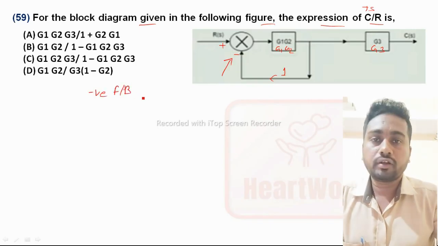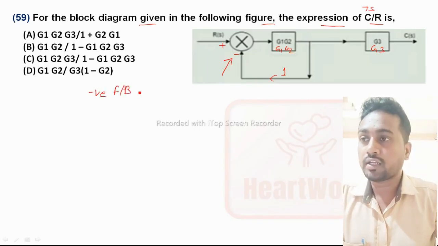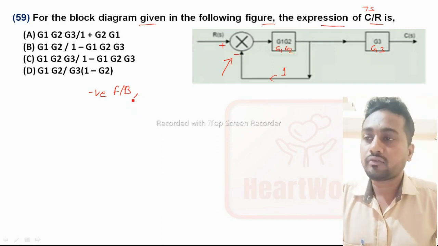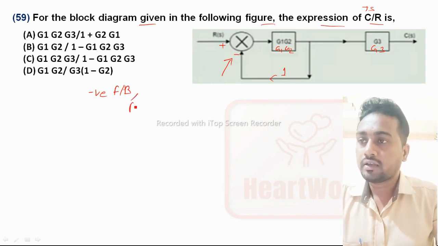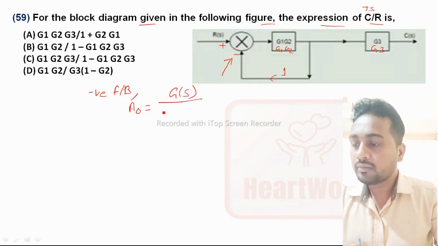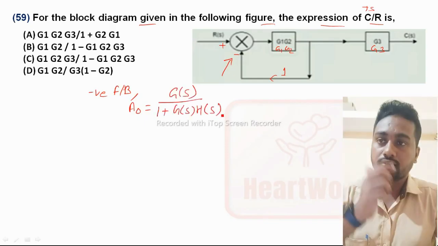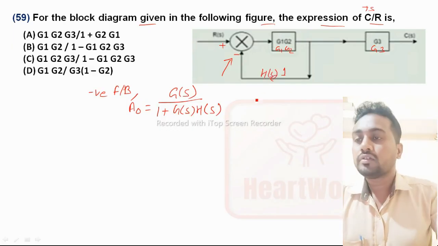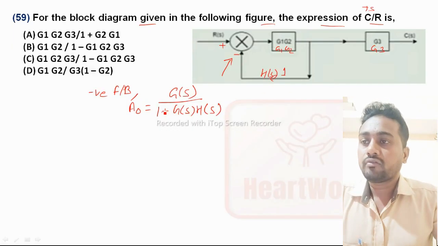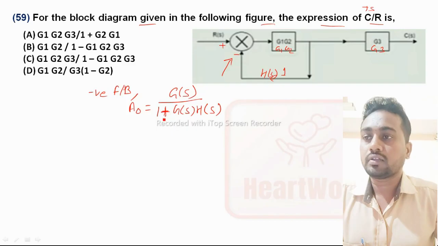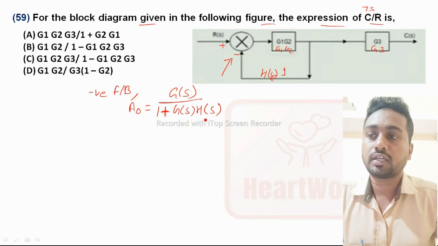If we calculate the gain for a negative feedback circuit, then the gain formula is A equals G of S divided by 1 plus G of S times H of S. H of S is the feedback signal. This is for negative feedback. When it is positive feedback, this plus changes to minus. So for positive feedback the formula is G of S divided by 1 minus G of S times H of S, but for negative it is plus.